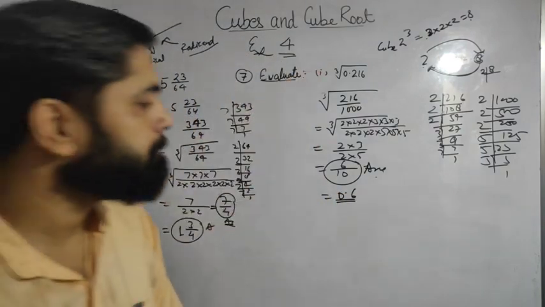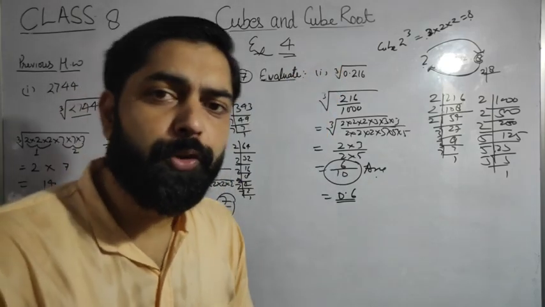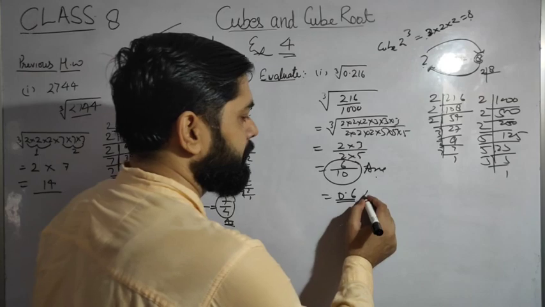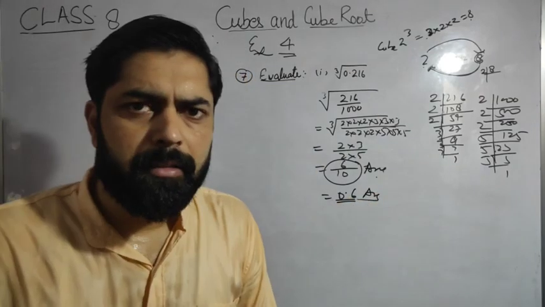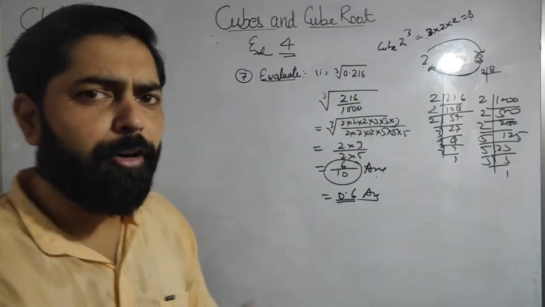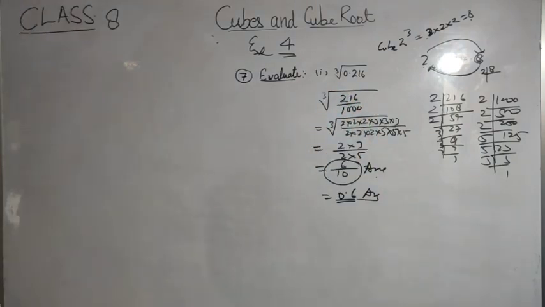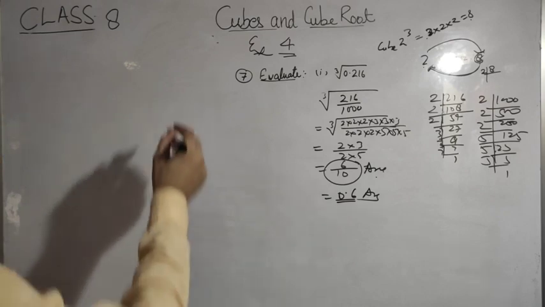0.6 is the cube root of 0.216. This is also the answer. This is an example of this type of question in decimal form. How can we solve the decimal form of any number? Now we can take another question.